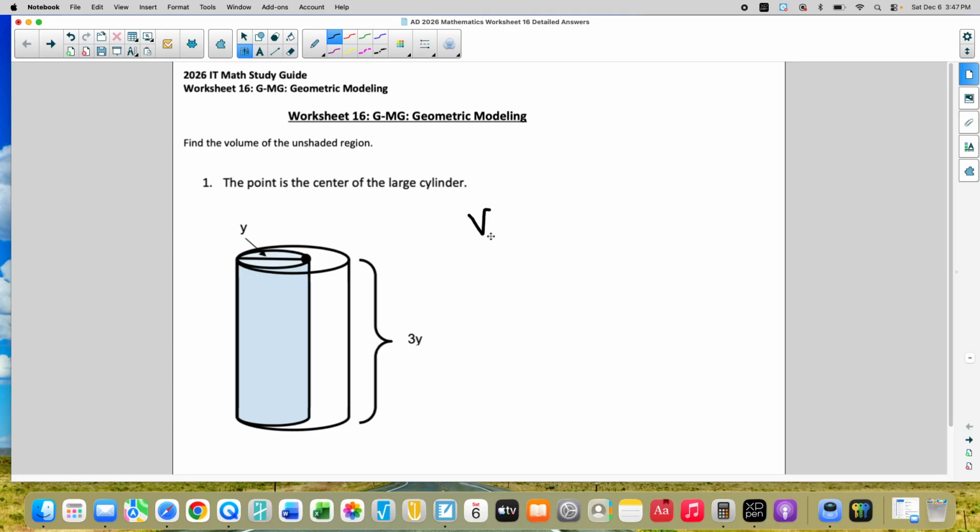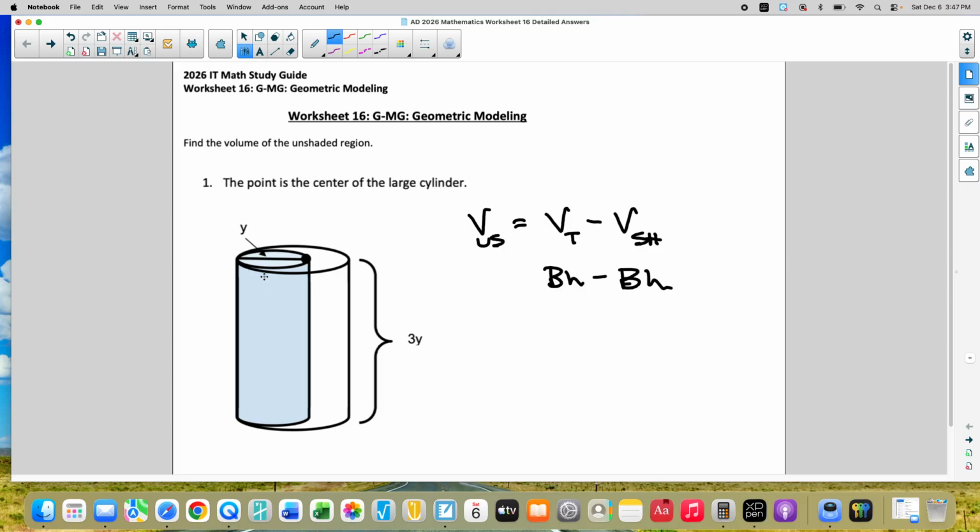This is volume. The unshaded volume equals the total volume minus the volume of the shaded. So we have the shape of the volume is a cylinder. We know that the volume of a cylinder is big B times H. The figure here is also a cylinder, so it's going to be big B times H.